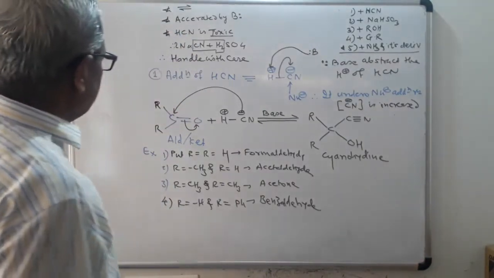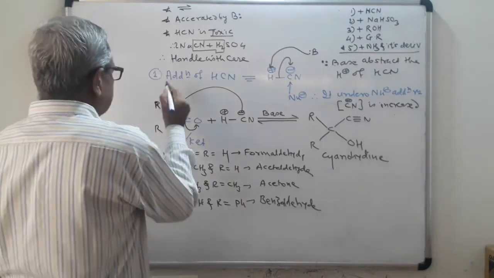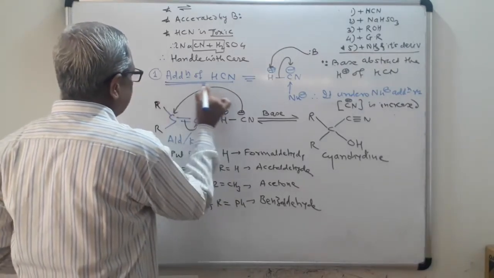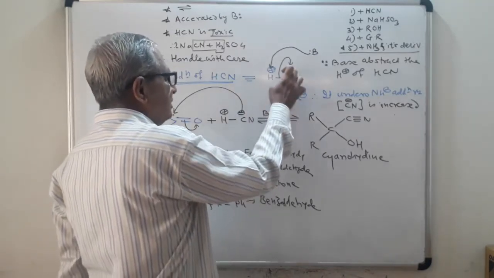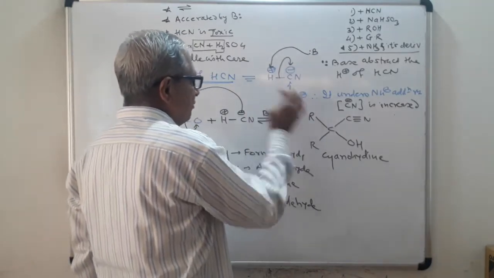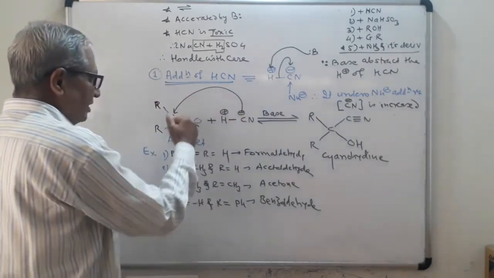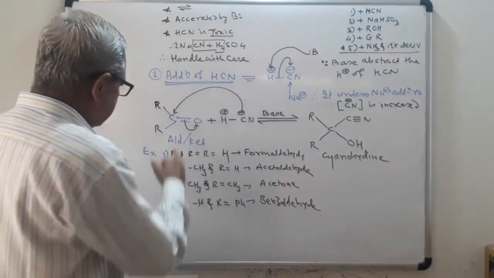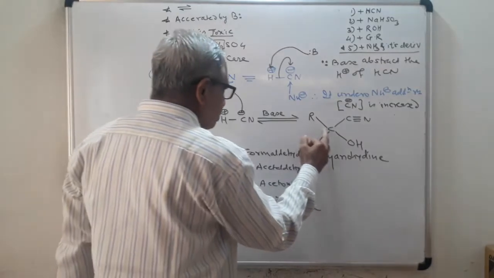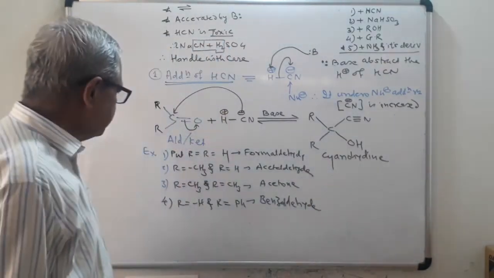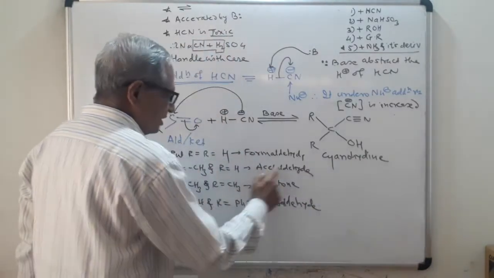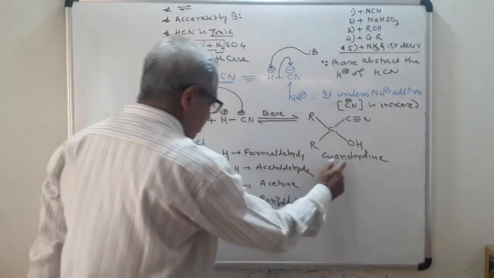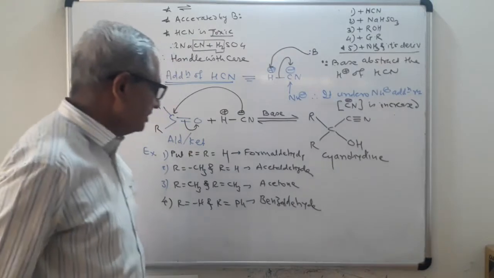So take a brief revision on the title, addition of hydrogen cyanide. Hydrogen cyanide has formula HCN. This CN minus will act as a nucleophile. See, this is the nucleophilic addition reaction. Hybridization changes from sp2 to sp3. Now see, in this case, you will get formaldehyde cyanohydrin, in this case acetaldehyde cyanohydrin, acetone cyanohydrin, and benzaldehyde cyanohydrin.